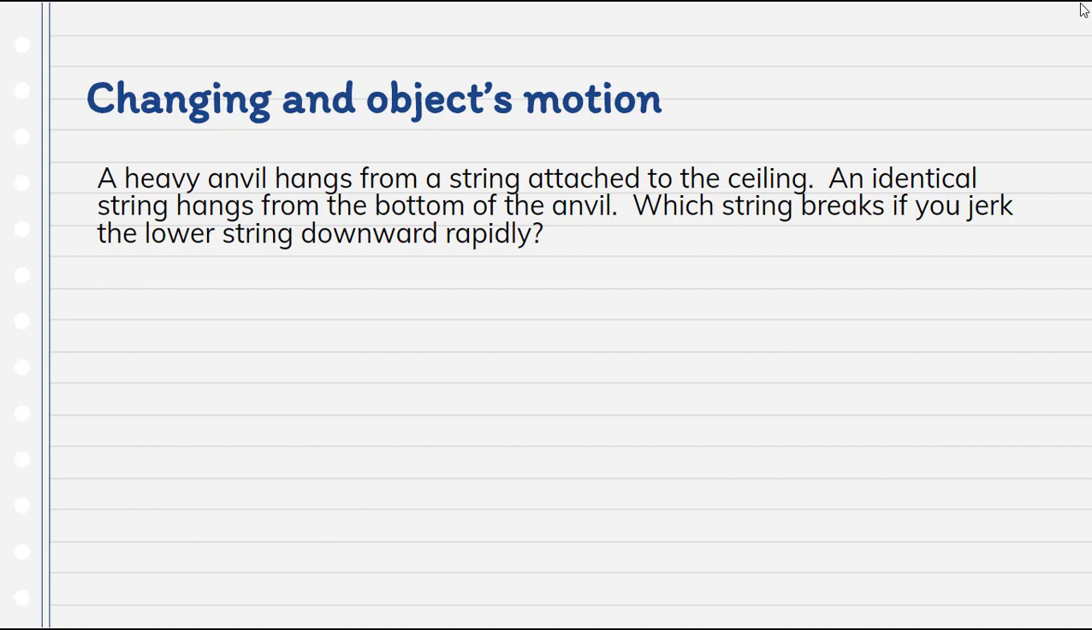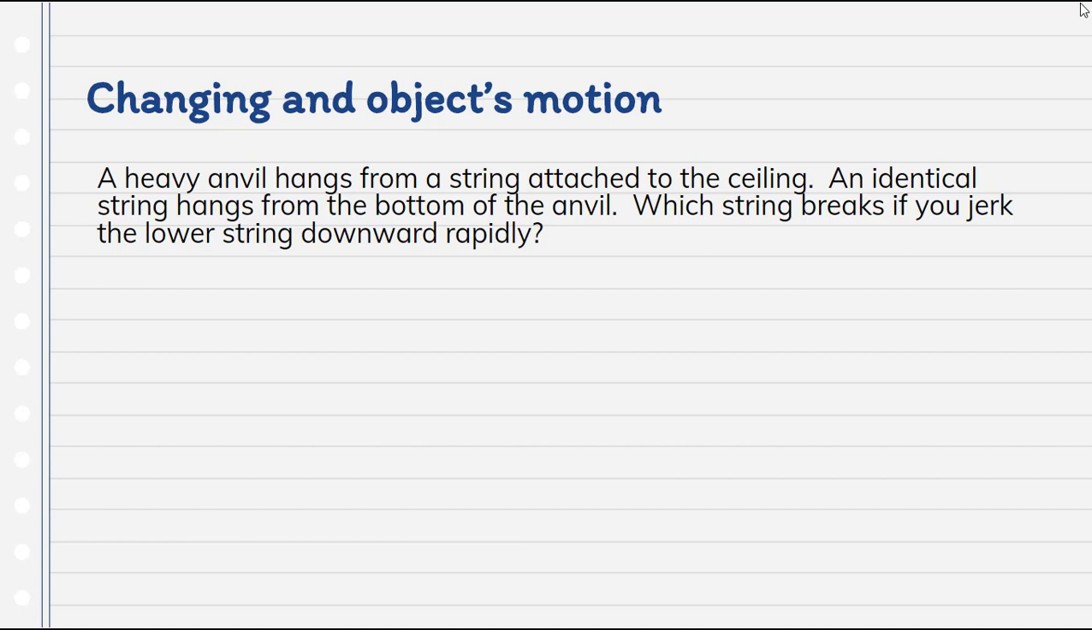So consider a heavy anvil that hangs from a string attached to the ceiling. An identical string hangs from the bottom of the anvil. Which string breaks if you jerk the lower string down rapidly? Well, if the lower string is pulled down rapidly, the inertia of the massive anvil keeps it from responding very quickly. Since the anvil barely moves, the force in the lower string quickly becomes large. And as a result, the lower string breaks before the anvil has a chance to move.